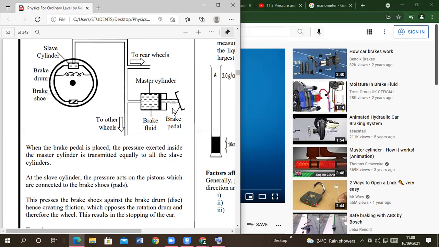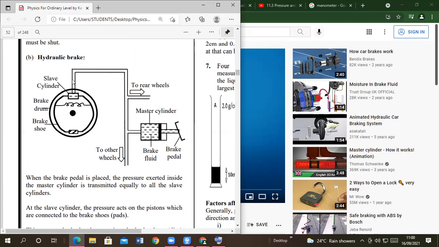Once a smaller force is applied on the brake pedal, it will force the brake fluid through the rubber tubing into the slave cylinder. Okay, this is what we call the slave cylinder, and inside the slave cylinder, that's where we have the two pistons. So the two pistons will apply a force on the brake shoe. It's what we call the brake shoe, and the brake shoe touches the brake drum or the wheel of the car, and the car comes to a stop.